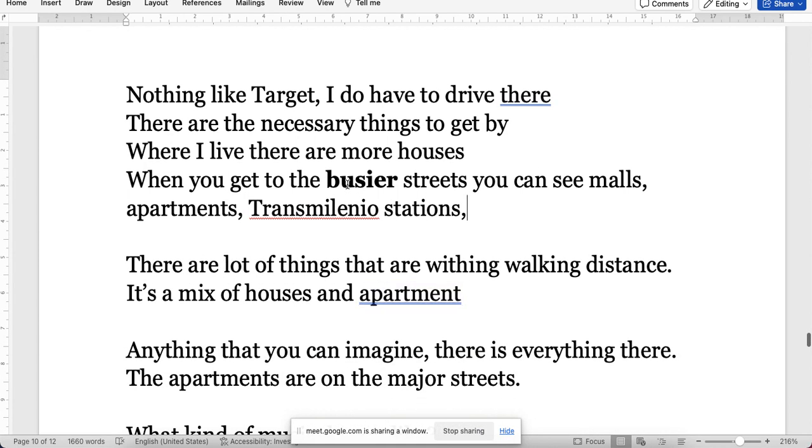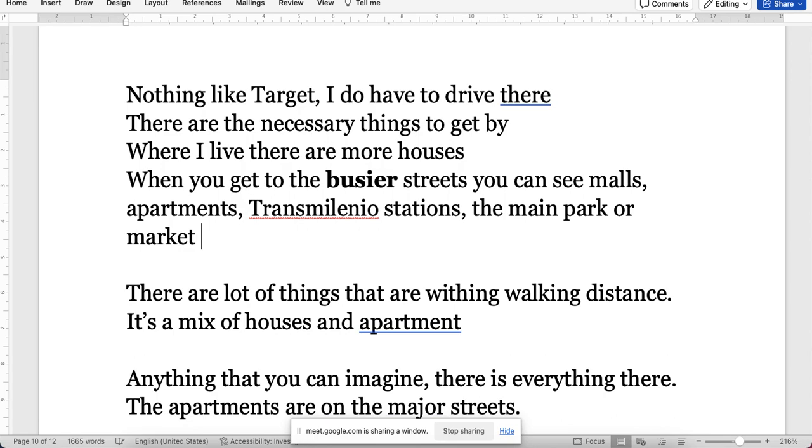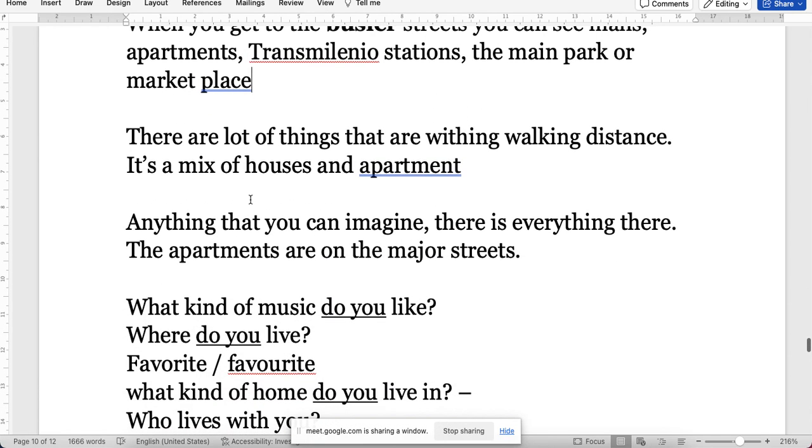Generally in towns, it's when we say busier streets, you can see the park, yes? The main park. In towns, in this part of busier streets, you can see the main park, right? I would say supermarkets and the marketplace. Yeah, marketplace. Es la plaza de mercado, ¿no? The marketplace. Yeah, that's really good.